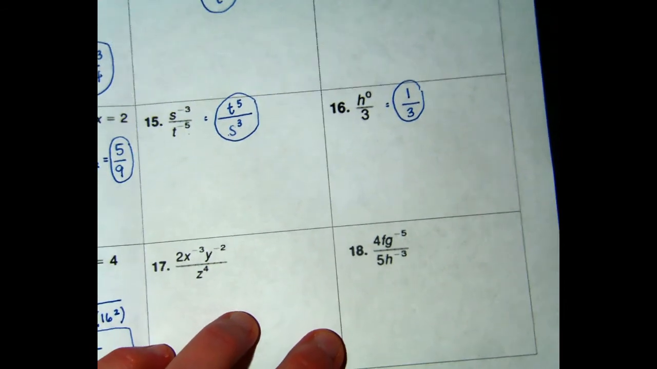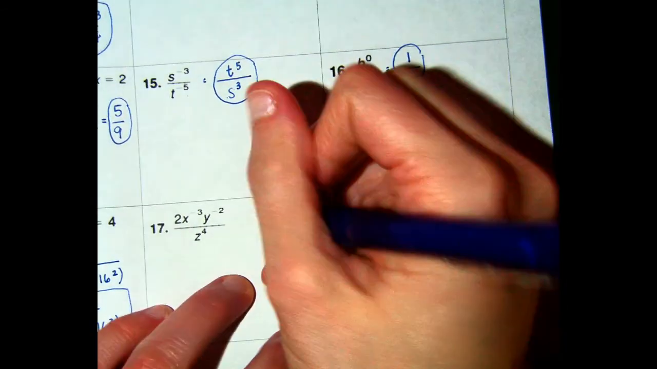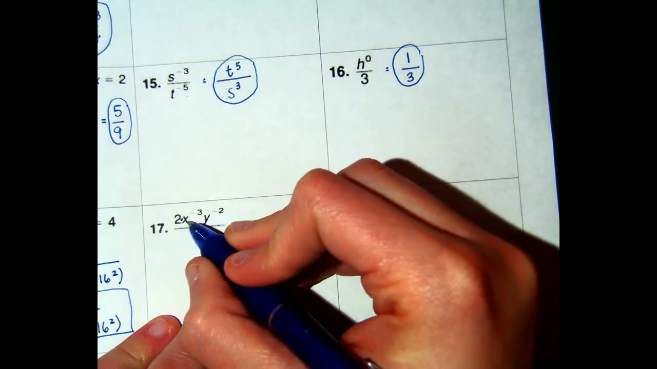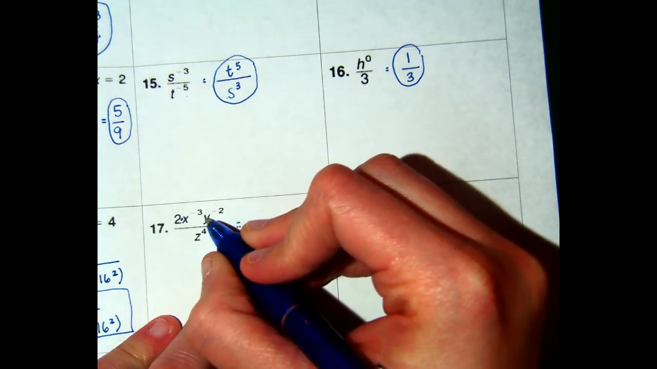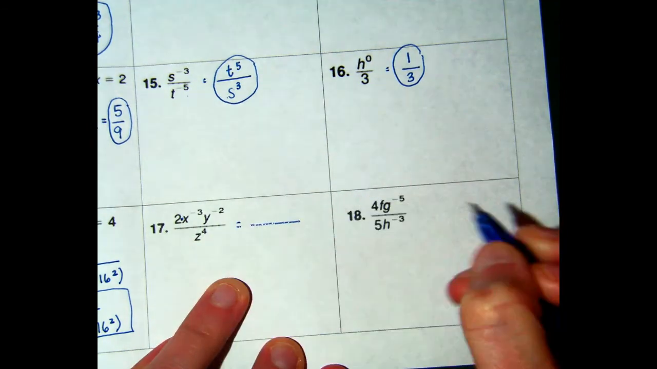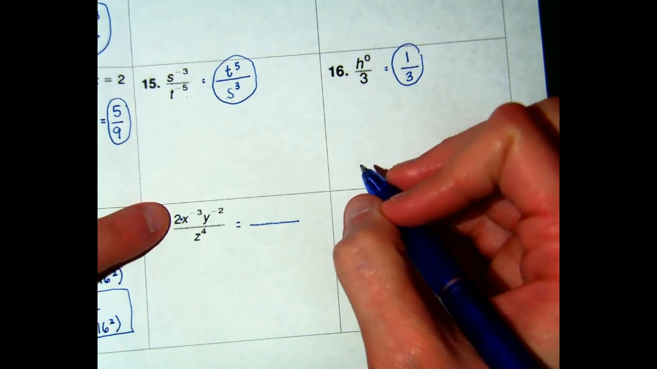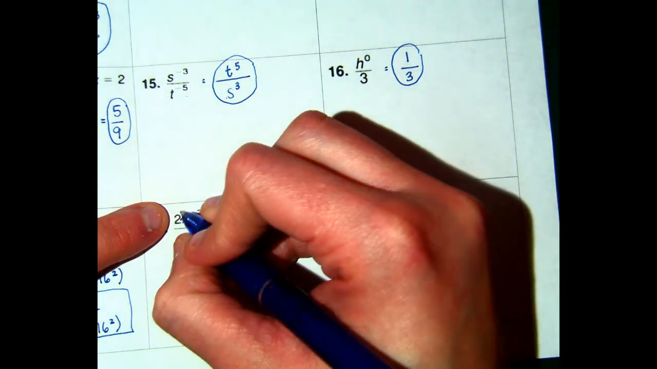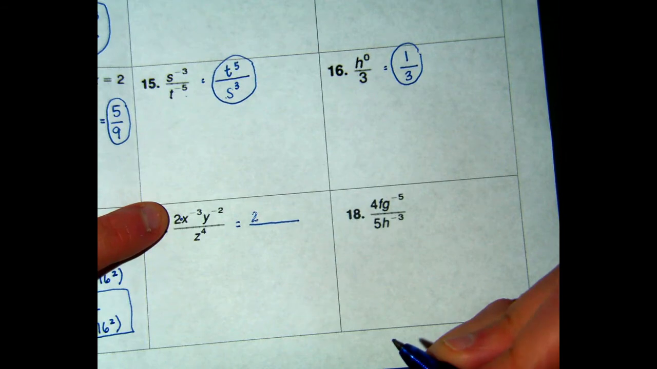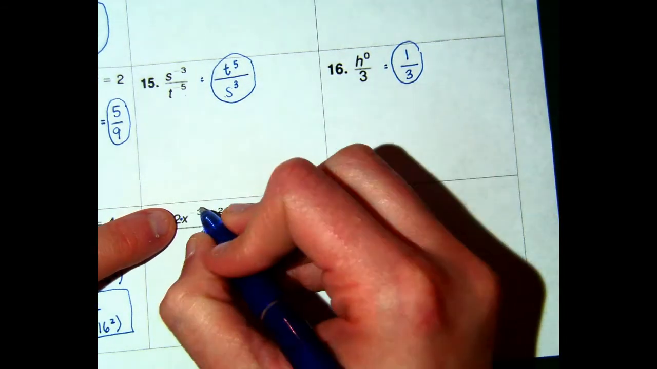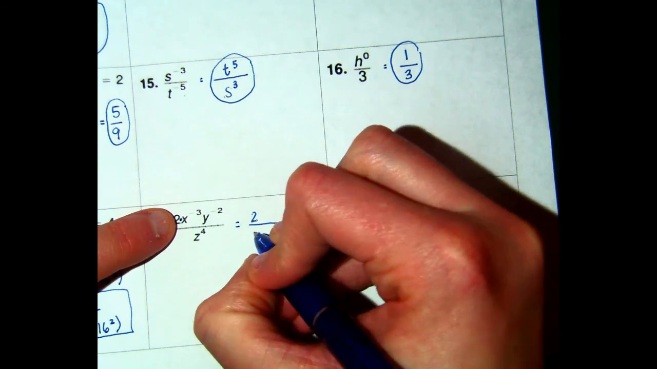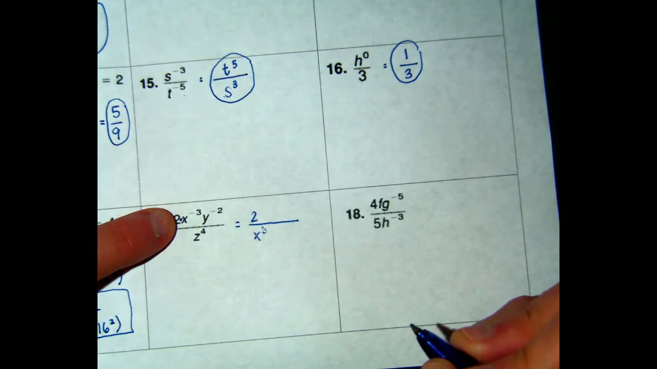Okay. 17. We're looking at every single piece because it starts to get a whole lot here. This is 2 times x to the negative 3rd times y to the negative 2nd all over z to the 4th. We're going to look at every single piece. 2 does not have a negative exponent. Leave it alone. X to the negative 3 has a negative exponent. We are going to bring it and only it down to the denominator.